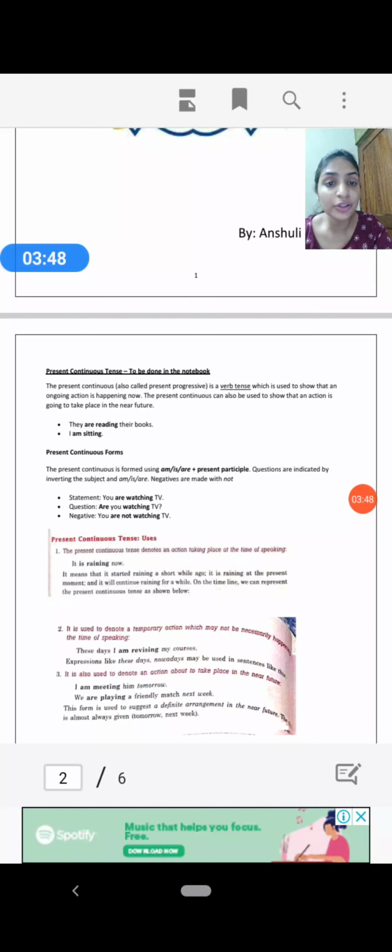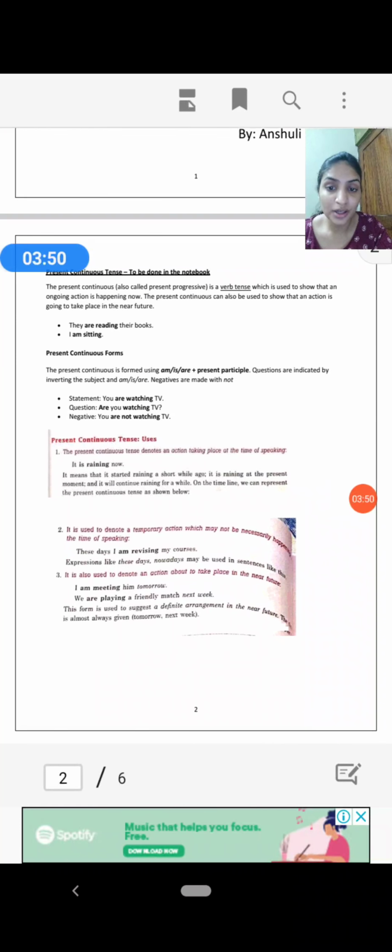Then, present continuous tense uses. So where do we use present continuous tense? The present continuous tense denotes an action taking place at the time of speaking. For example, it is raining now. It means it started raining a short while ago, it is raining at the present moment, and it will continue raining for a while. So on the timeline we represent the present continuous tense.